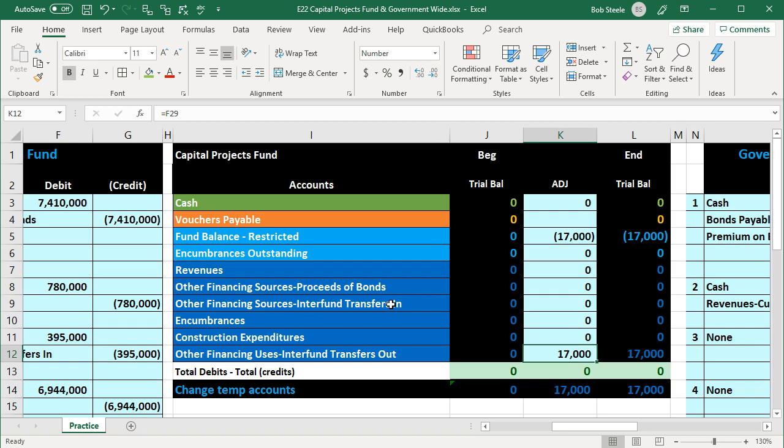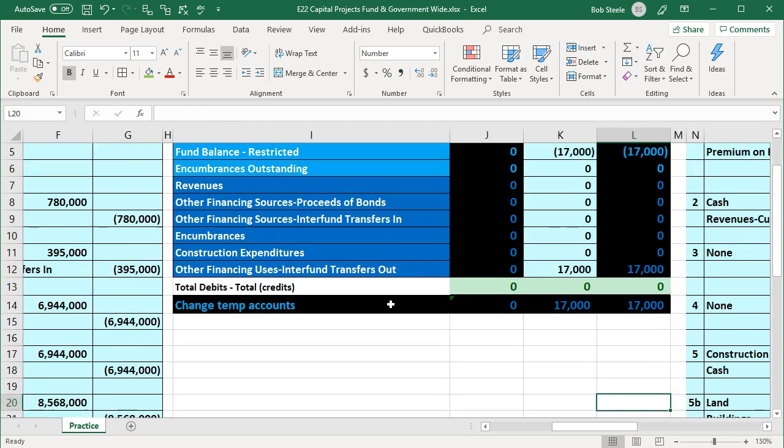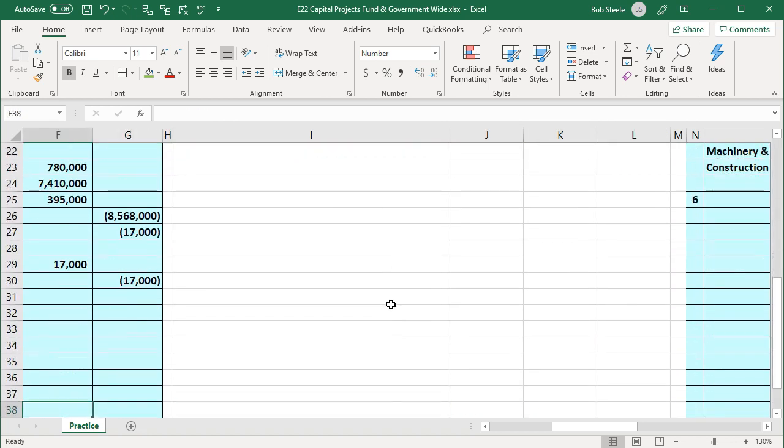Now we need to do the closing entry for this. So now we need to close this out to the fund balance, which will make everything 0. So now we're going to say, all right, now I'm going to close this out. That has a debit in it. We're going to credit it and put it into the fund balance.